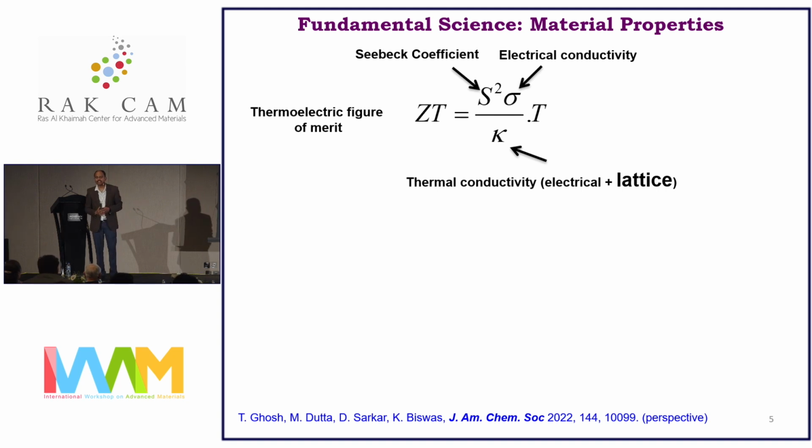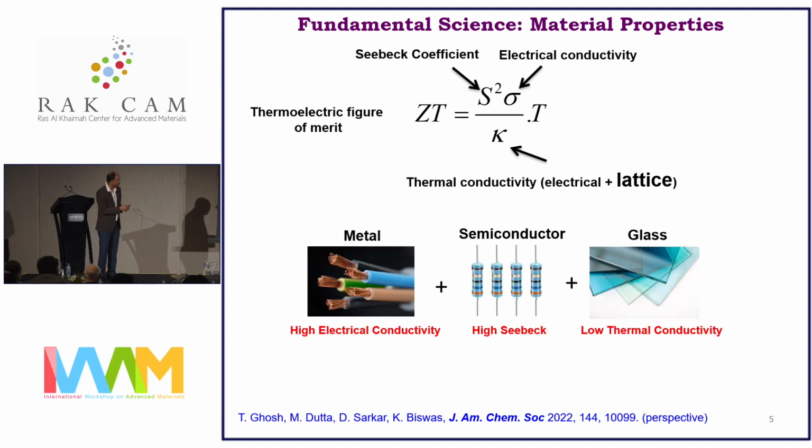Now, as solid state chemists, we think about the problem in a slightly different way. Can we have a material that is a combination of metal, semiconductor, and glass? For example, a metal will have high electrical conductivity, a semiconductor will have high Seebeck coefficient, and glass will have ultra low thermal conductivity. So a thermoelectric material should have the properties of metal, semiconductor, and glass together. That's the challenge in this field: how one can make a new material which will have the properties of glass, metal, and semiconductor together. That's the challenge chemists would like to take all the time.